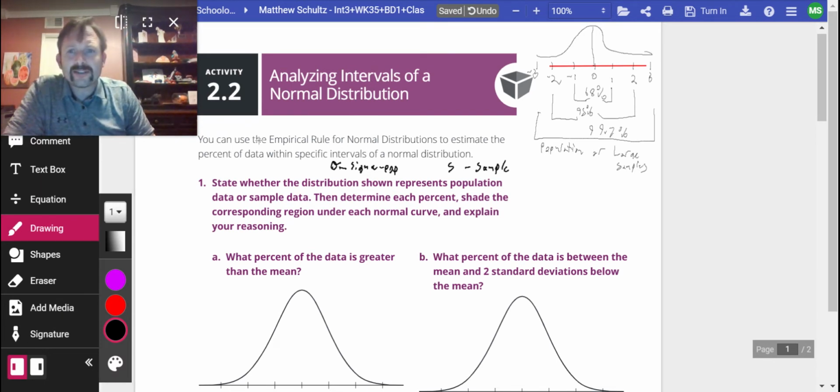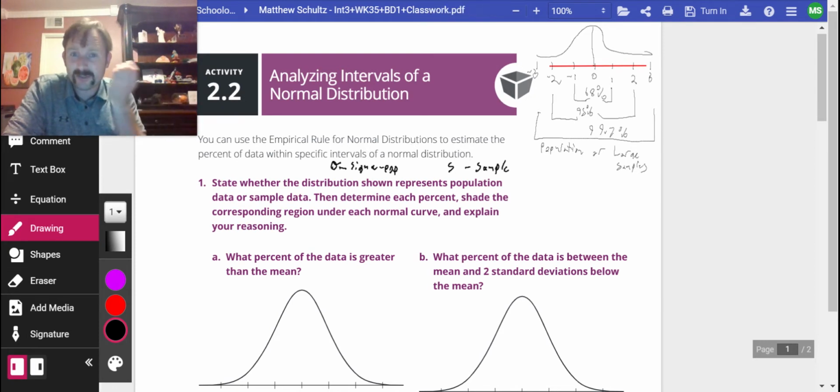So, using the empirical rule of normal distributions to estimate the percent of data within specific intervals of a normal distribution. Remember, if it's a sigma, it's a population. If it's S, it's a sample. This was the empirical rule: 68% between -1 and 1, 95% between -2 and 2, 99.7% between -3 and 3. Just a quick refresher from Monday's work.